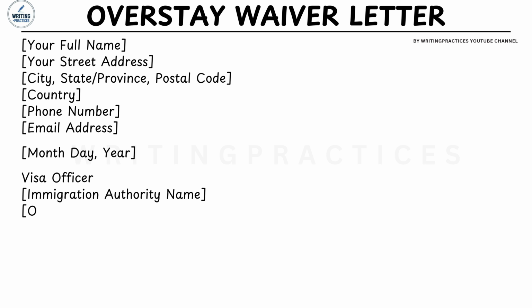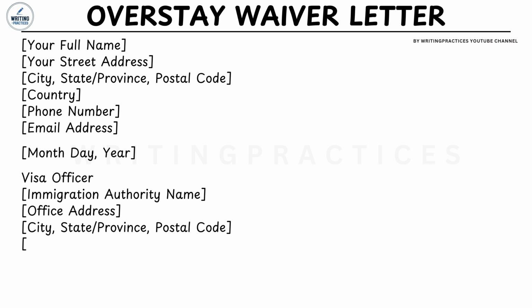Recipient information. Next, write the immigration office's information. For example, Visa Officer, Department of Immigration Services, 1200 Government Plaza, Washington, D.C. 20001, United States. This section directs your request to the appropriate immigration authority responsible for reviewing your case. Addressing the correct office helps avoid unnecessary delays in processing.